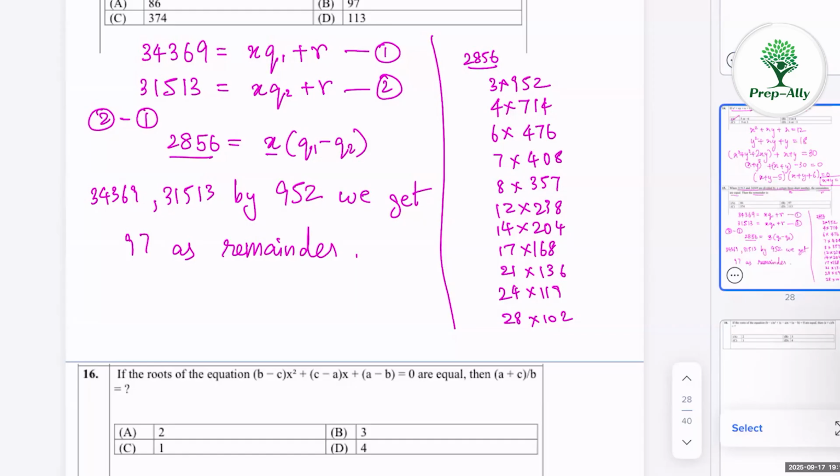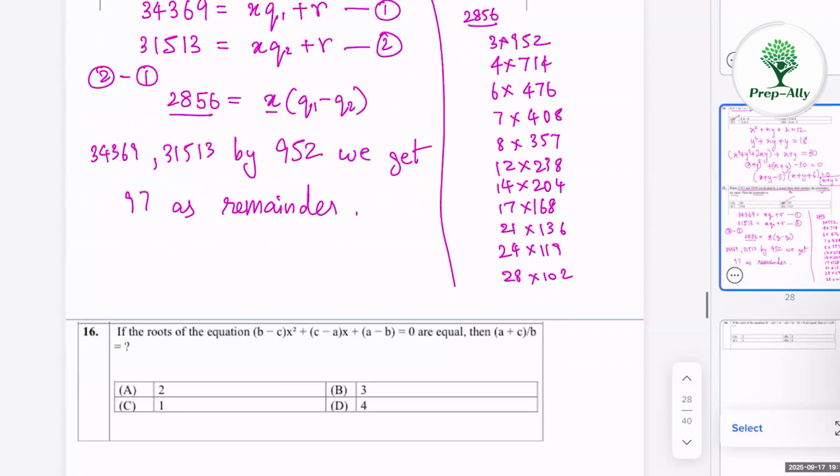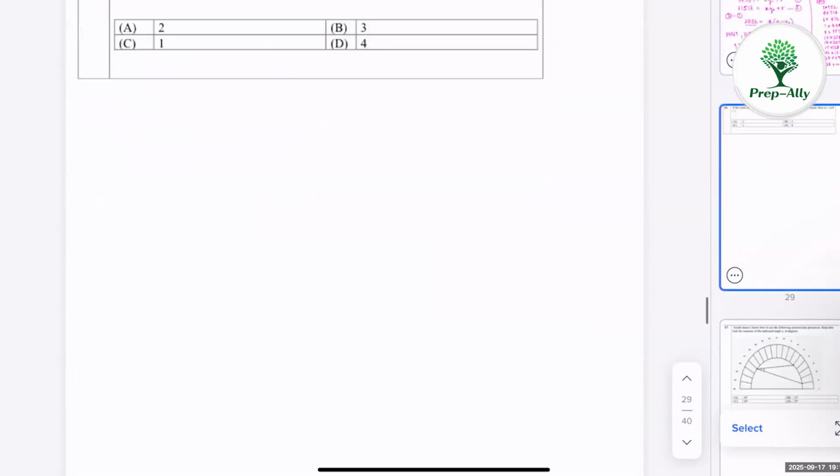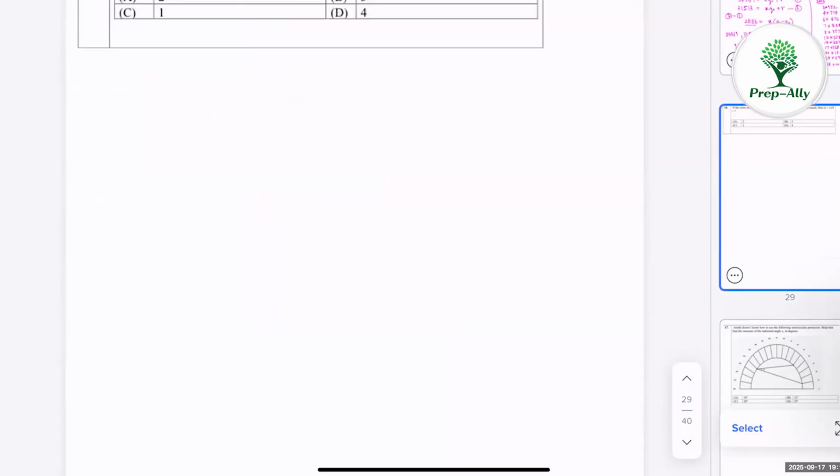In both cases, the remainders are equal and the answer is option B, 97. Let's move on to the next question. Question number 16. If the roots of this equation are equal, the discriminant is 0.